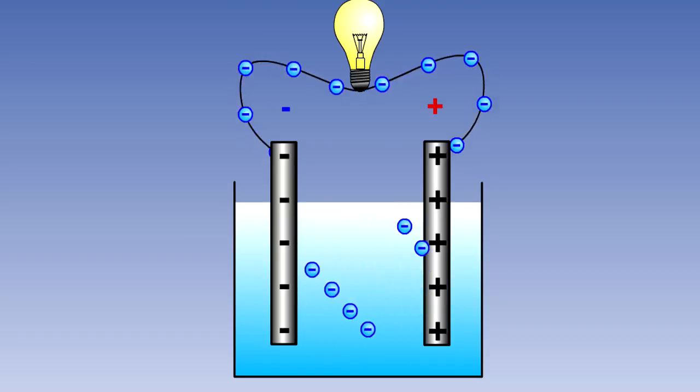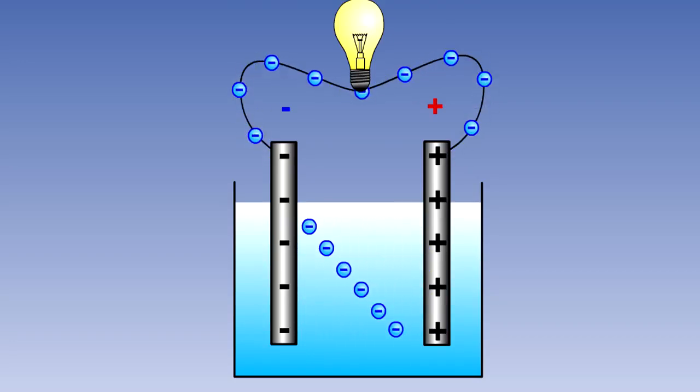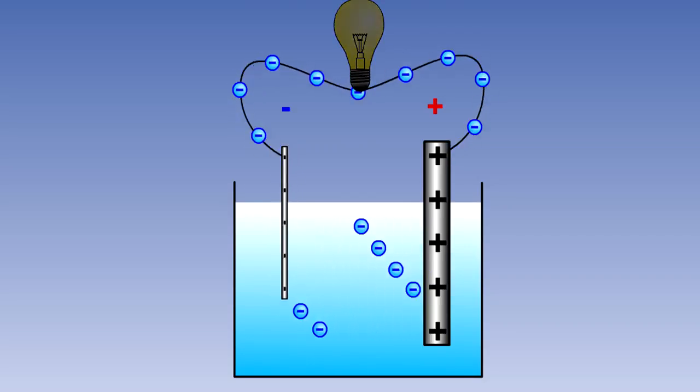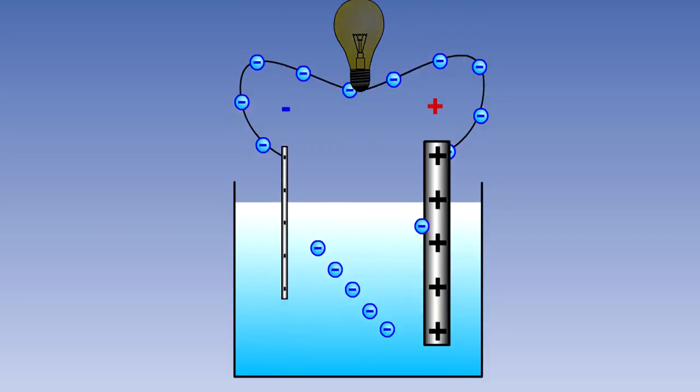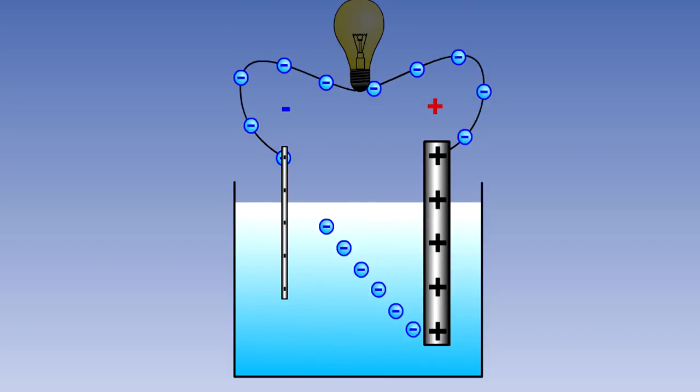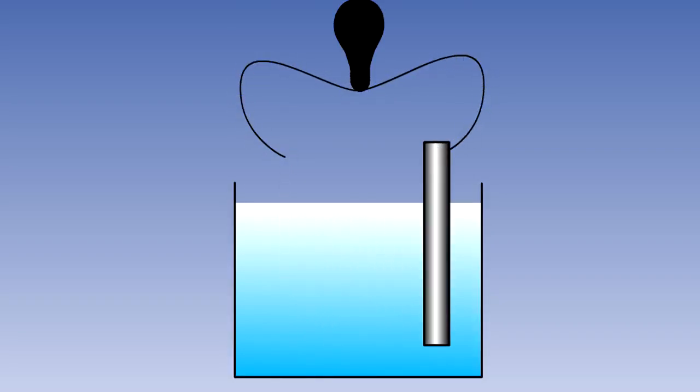As this circulation of electrons continues, the negative electrode slowly dissolves in the electrolyte. When all of the chemical energy is used up, the potential difference will fall to zero. The process cannot be reversed, so the cell must now be discarded.